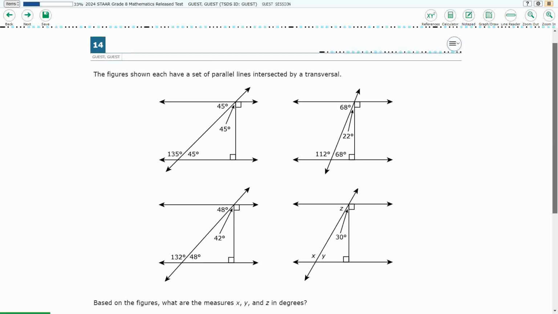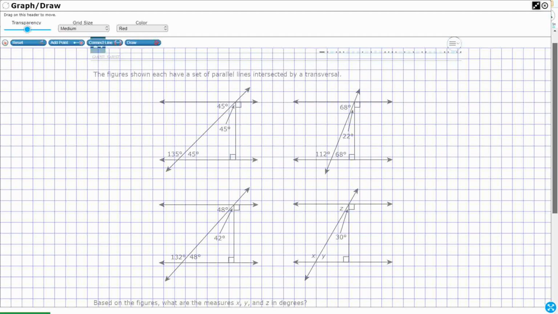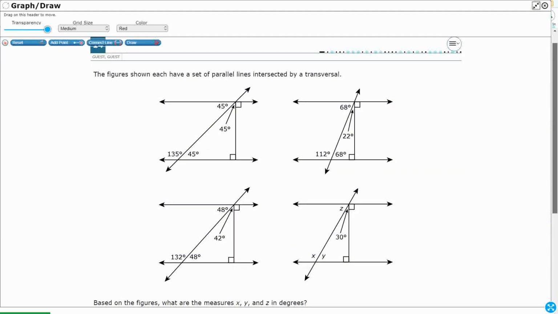All right, so we have some figures here that are supposed to help us. We know that each figure has a set of parallel lines, and it's intersected by what they're calling a transversal, right? If you're not sure what a transversal is, this prefix trans means across. So it means that we have a line that is cutting across both of the parallel lines, and it only works if each of these lines is parallel.